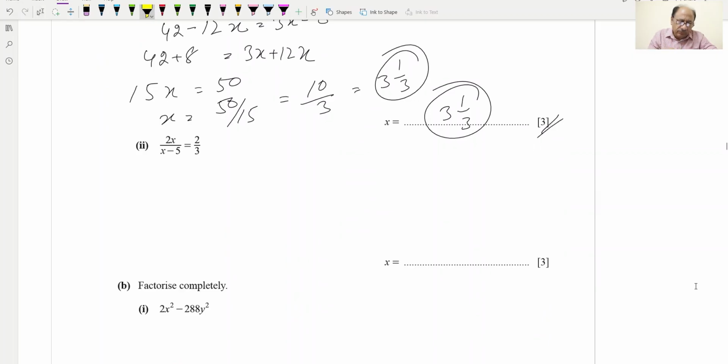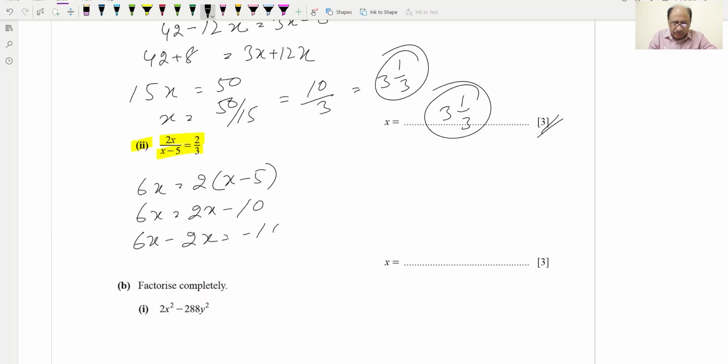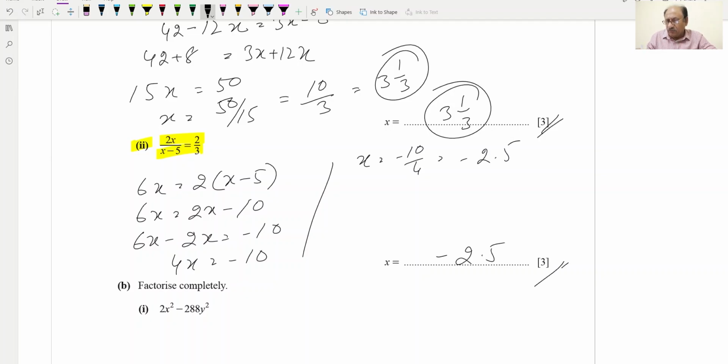Now, second part, algebraic fraction, we have to simplify. For that one, we can cross multiply. So 2x into 3 will be 6x is equal to 2 into x minus 5. So 6x is equal to 2x minus 10, opening brackets. 2x we can shift to the other side. So it will be 6x minus 2x is equal to minus 10. So 4x is equal to minus 10, and this implies x will be equal to minus 10 over 4, which is equal to minus 2.5. So the answer will be minus 2.5 for 3 marks.